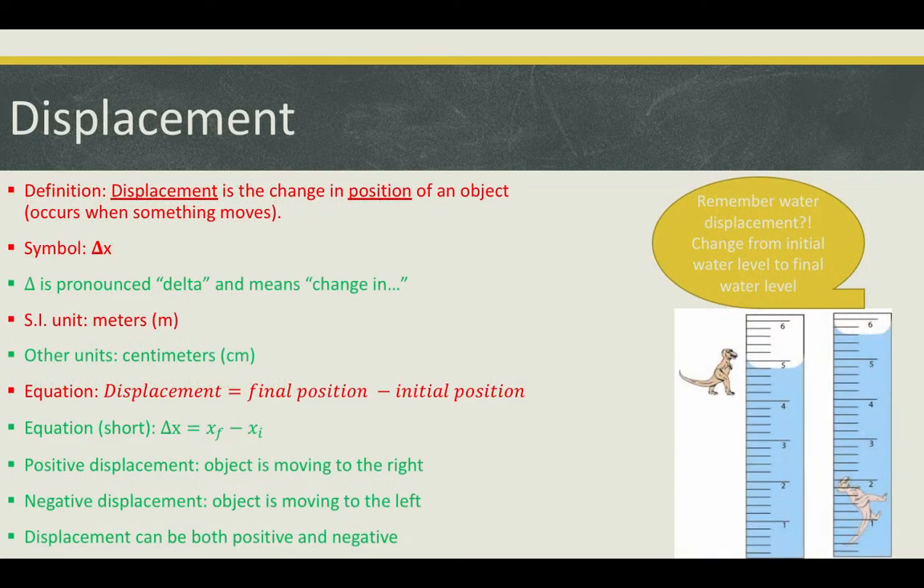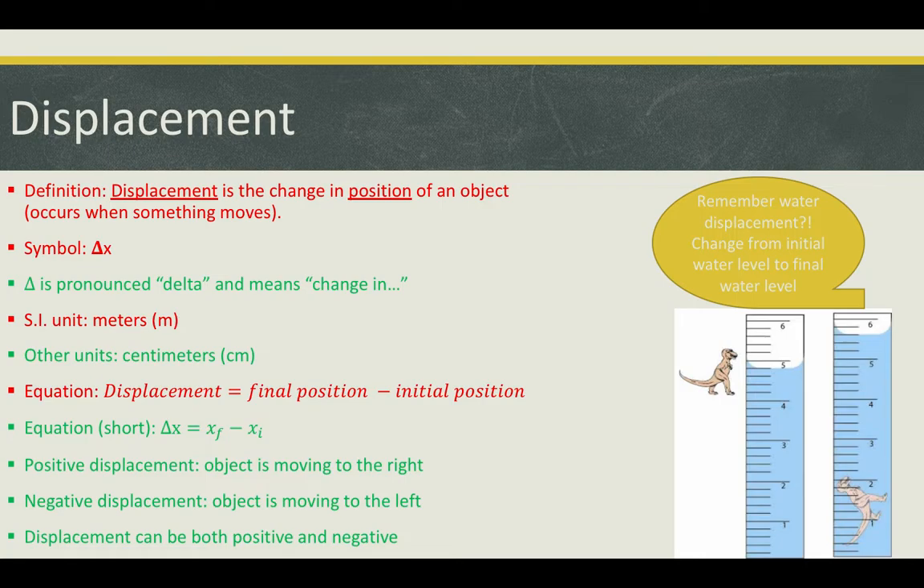Displacement is how position changes. So displacement is the change in position of an object, so it only occurs when something moves. The symbol for displacement is called delta X. This symbol right here is called delta X, the triangle X. It's not described as a triangle. It looks like a triangle, but you pronounce it as delta X or change in X. The unit for displacement is a meter, and we can occasionally use centimeters as well.